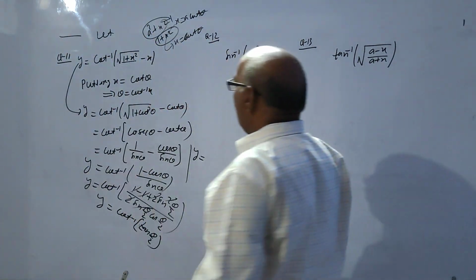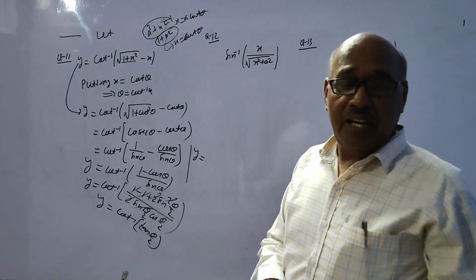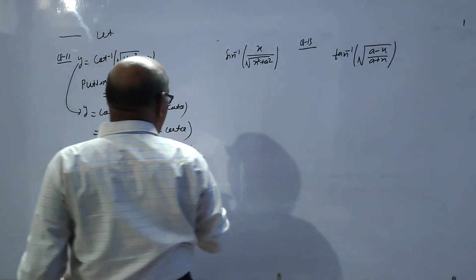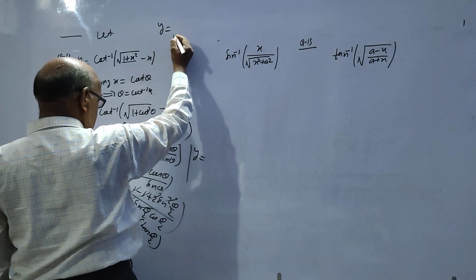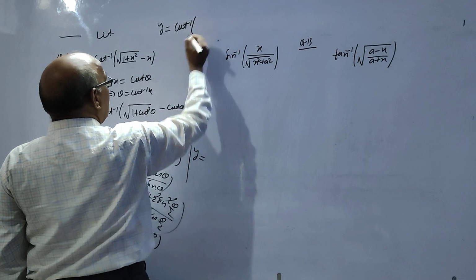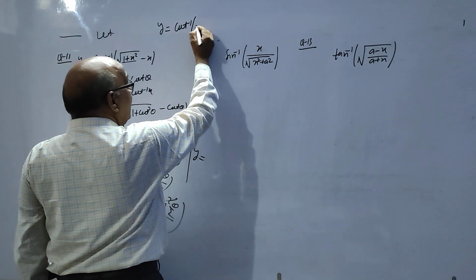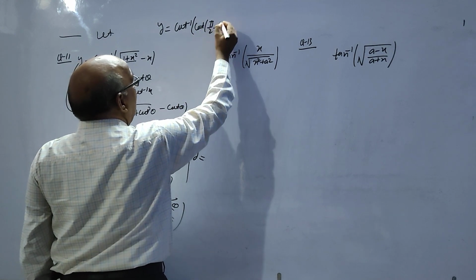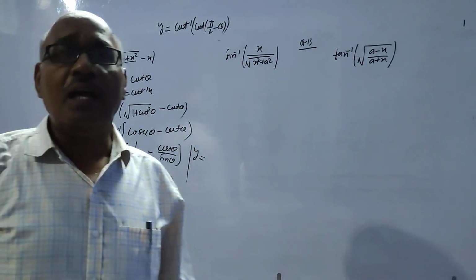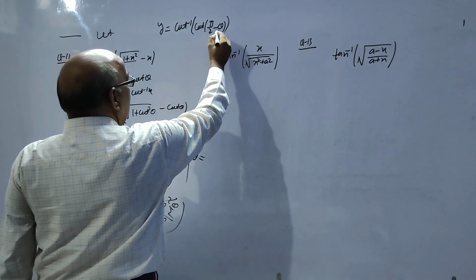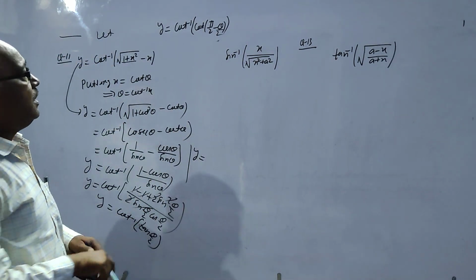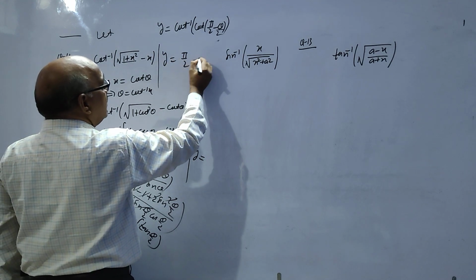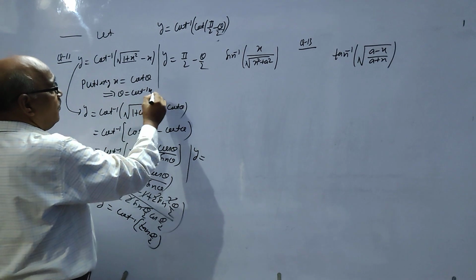So now tan can be converted in terms of cot by using the allied angle formula. By using the allied angle formula, y is equal to cot inverse, and this tan theta by 2 can be written as cot of pi by 2 minus theta by 2. You know cot of pi by 2 minus theta is equal to tan theta, and here the angle is theta by 2. Cot inverse cot will cancel out. So what you have is y is equal to pi by 2 minus theta by 2. Now put the value of theta from here.